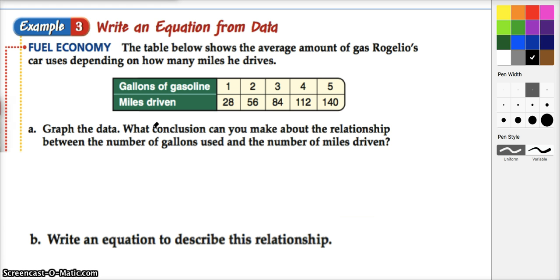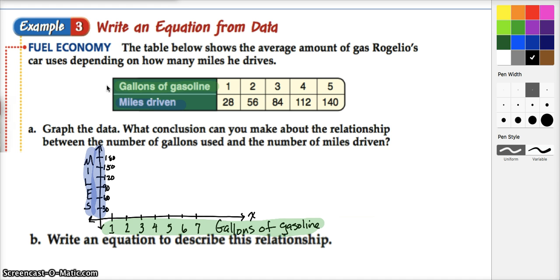So first we're going to graph the data. As usual, I use the first, or what I call my independent variable, as my x, and along the y-axis I'm going to have miles driven. I tried to color code it a little bit so we can plot pretty easily. At 1 gallon of gas, he can go about 28, so I'm going to put a dot right there underneath the 30. At 2, he can go 56, a little bit below 60. At 3, he can do 84, a little bit below 90.